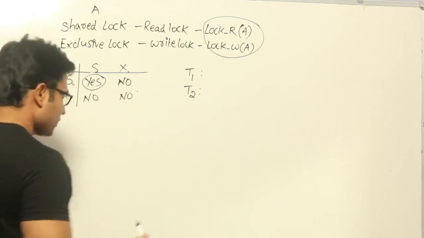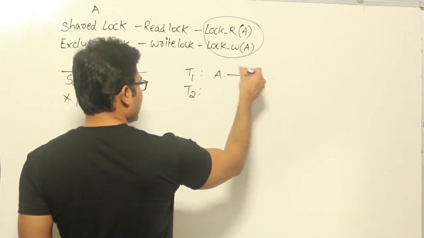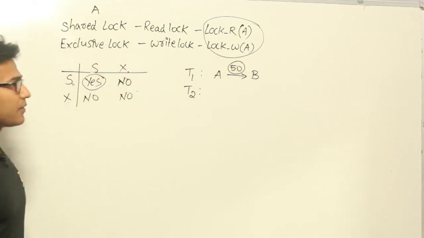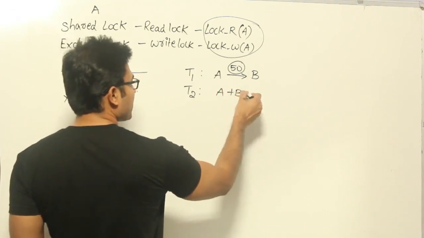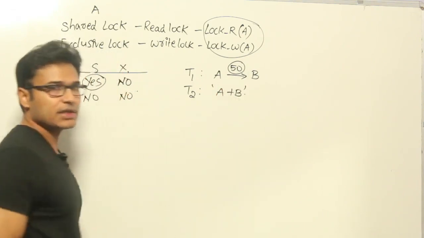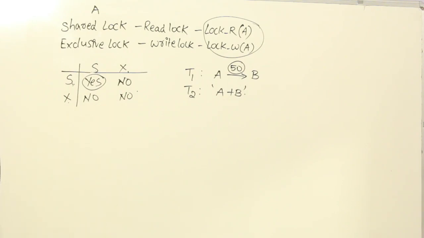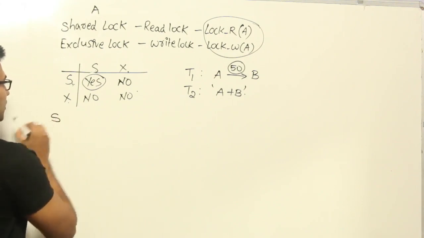and one transaction is trying to transfer an amount of, let's say, 50 rupees from account A to account B, and the other transaction is trying to display the sum A plus B. What is the total amount present in A plus B? Now this is what both the transactions are trying to do. For that reason, let us say there is a schedule possible in locking.